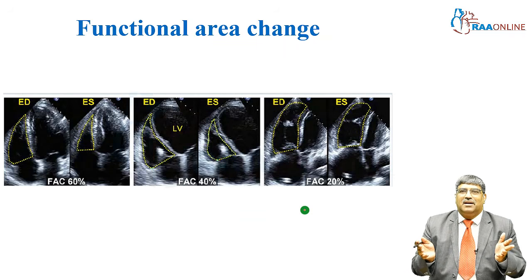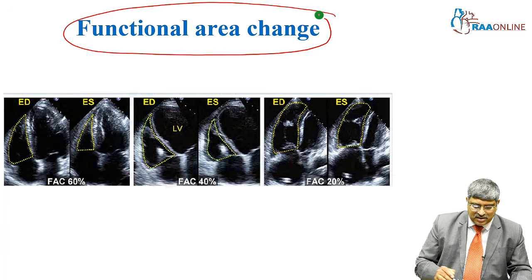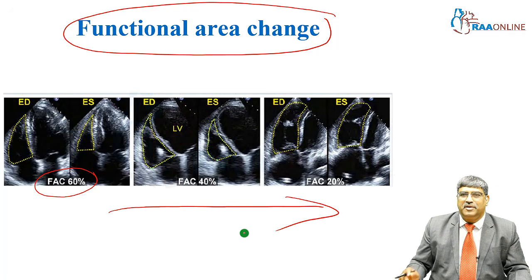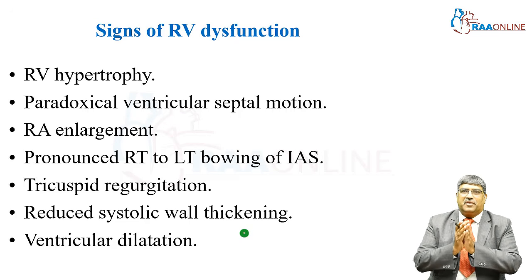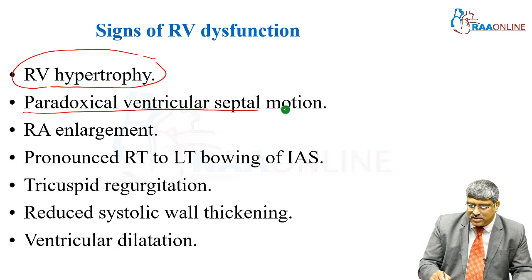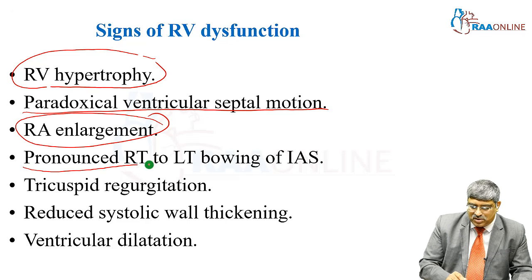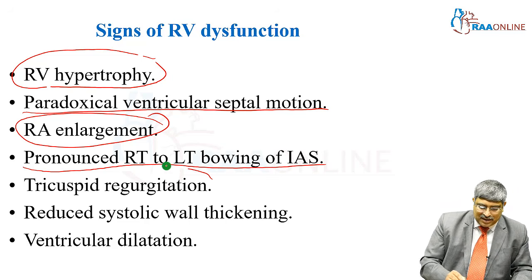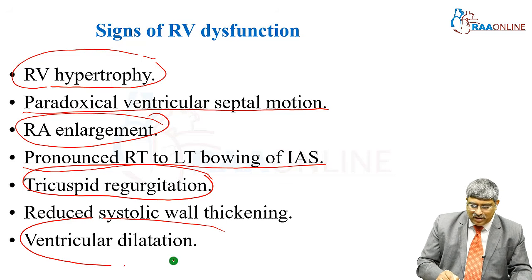In RV dysfunction, it is going to be less than 16 millimeter. Another way to assess the RV dysfunction is to measure the area in systole and diastole, which is called the fractional area change. Here, the fractional area change is 60%. As it comes down, your RV dysfunction exists. So, what are the signs of RV dysfunction in the echocardiogram? You have RV hypertrophy, paradoxical septal motion, RA enlargement, pronounced right to left bowing of the interatrial septum as your RA pressure goes up, tricuspid regurgitation, reduced systolic wall thickening and ventricular dilatation.